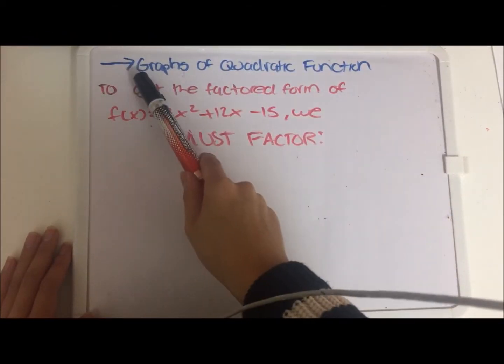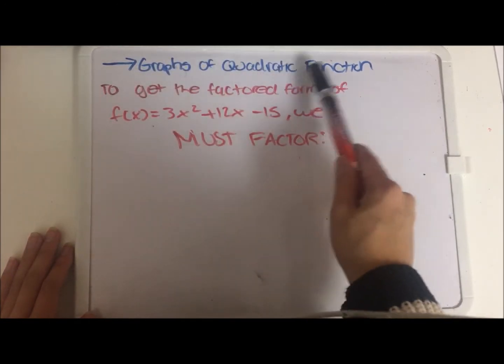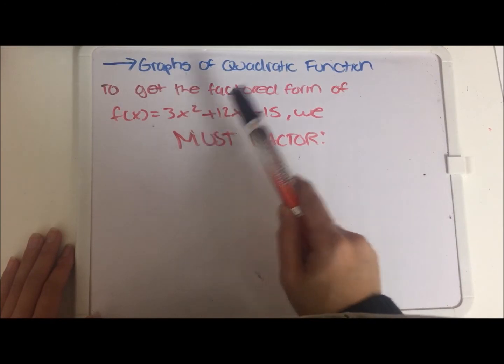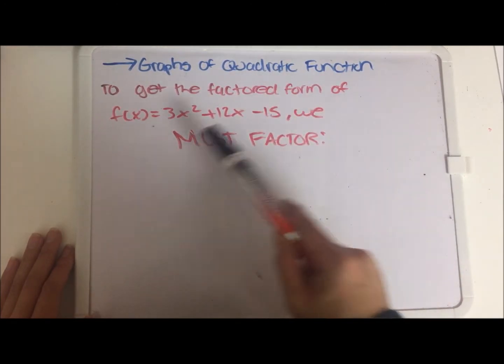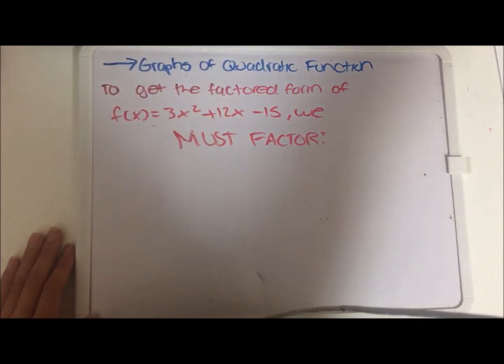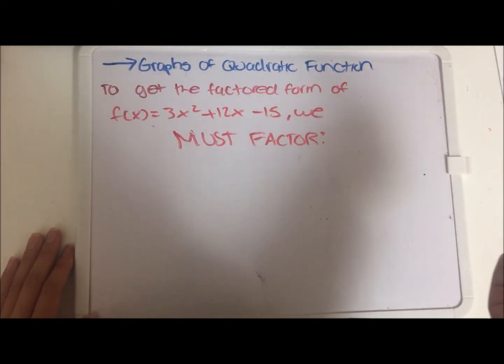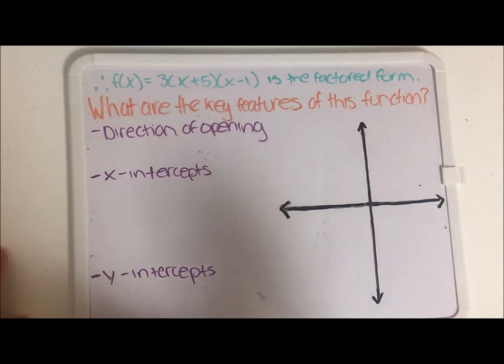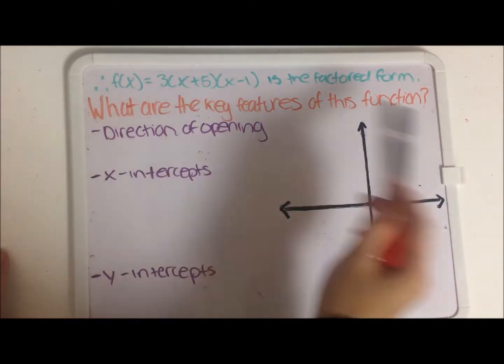So the second concept we're going to cover today is graphs of quadratic functions. To get the factored form of f of x equals 3x squared plus 12x minus 15, we must factor. Once again, do it yourself first and come back to the video to check when you're done. Ta-da! Here's your factored form. So this is the factored form of your equation.